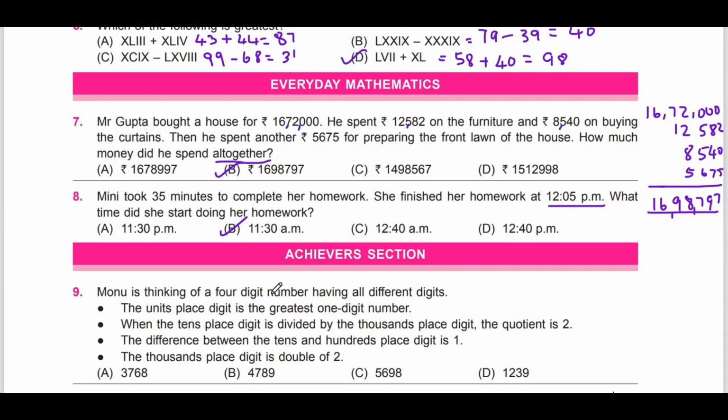Now let's continue our questions. Now we are going to the Achievers section. This is the hot topic. This is a very important topic. Here each question would carry 3 marks. So now let's see the 9th question.